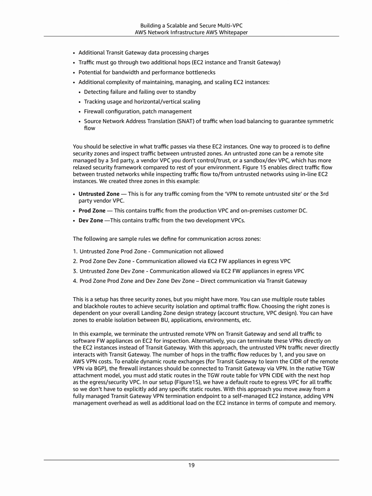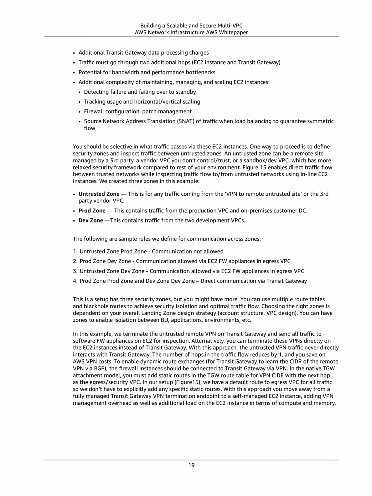1. Untrusted zone to Prod zone: communication not allowed. 2. Prod zone to Dev zone: communication allowed via EC2 FW appliances in egress VPC 3. 3. Untrusted zone to Dev zone: communication allowed via EC2 FW appliances in egress VPC 4. 4. Prod zone and Dev zone: direct communication via transit gateway.